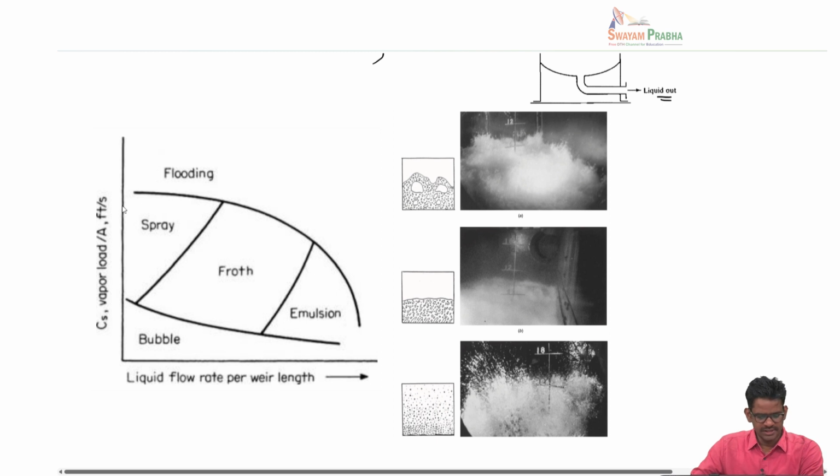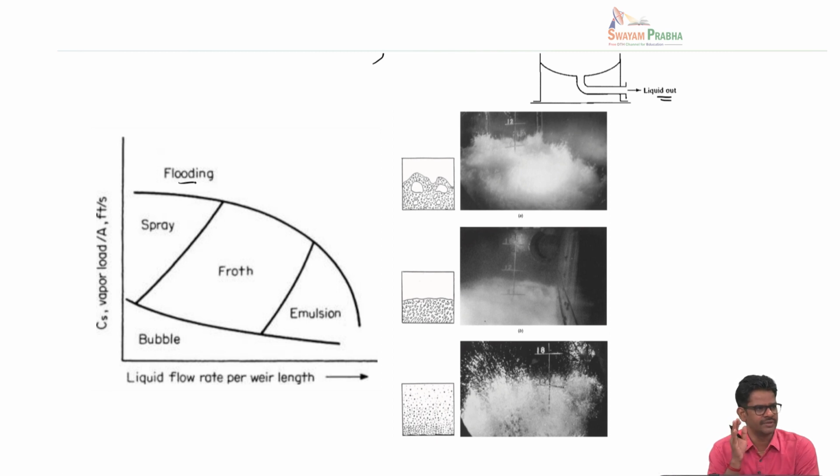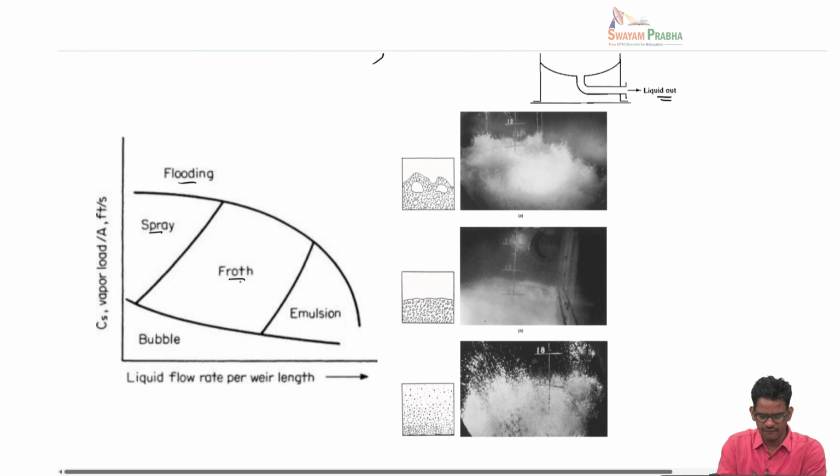So you see that when the vapor flow rate or liquid flow rate are very high, we find this column floods. The flooding is very similar to the flooding in packed column, where the column will be completely filled with the liquid, and then the operation is not stable. Okay, and we don't want to operate the column under flooding conditions. Okay, a stable operation is the zone which is shown as spray, froth, and emulsion. Okay, these are the regimes where the column can be operated.